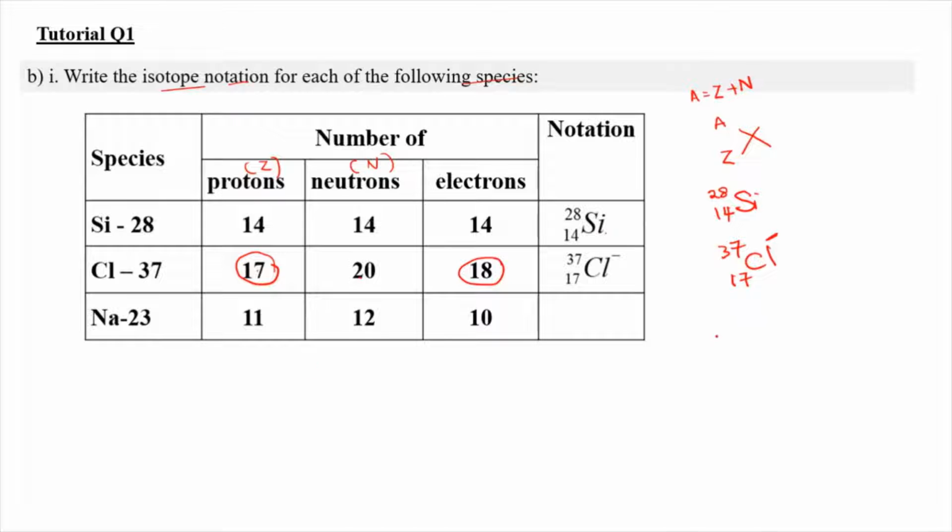Okay, for sodium, we're going to have 11 proton. And then for the nuclear number, it's going to be 11 plus 12, which is 23. And as you can see here, the proton number of sodium is 11, but the electron is 10. So the electron reduced by 1. So it has donated 1 electron, so it's going to be a positive charge. So it's going to be 23, 11, and 1 plus. So that's all for question 1b1.